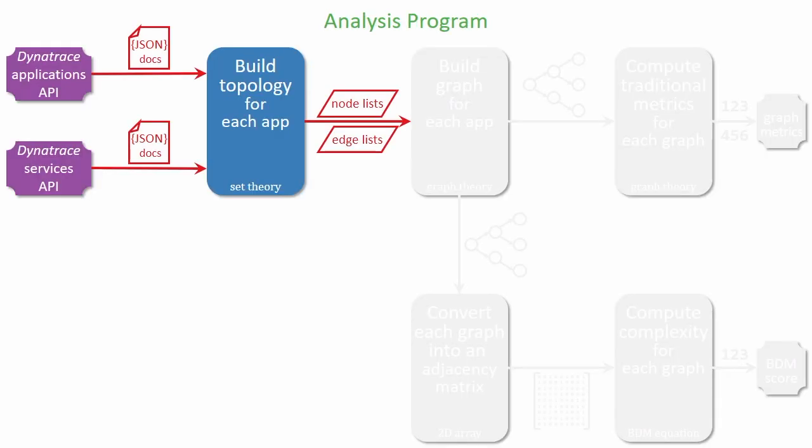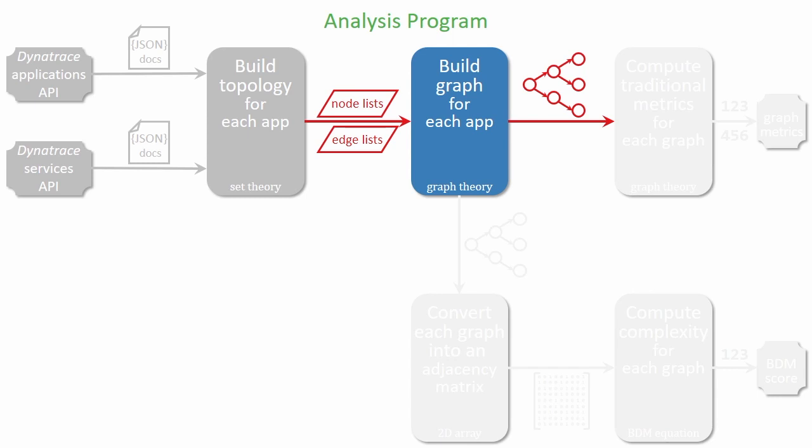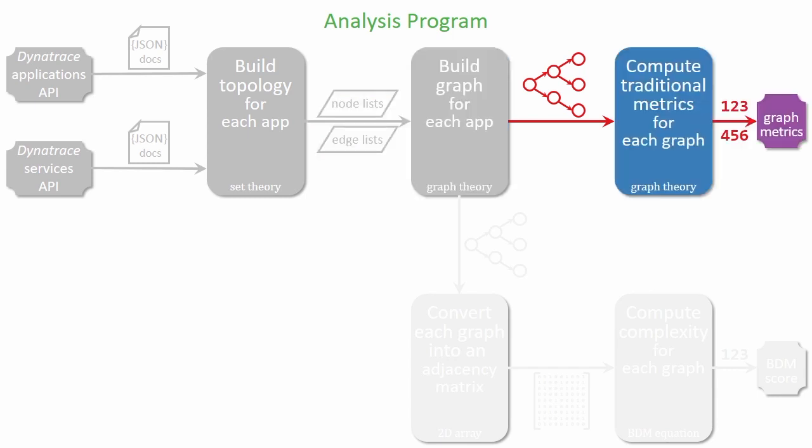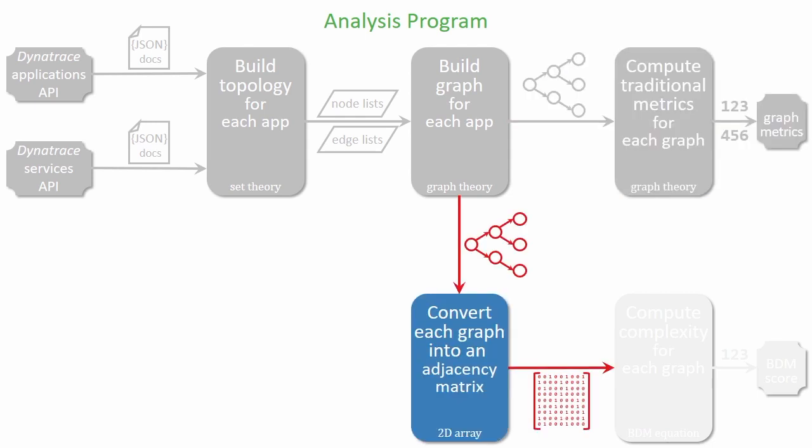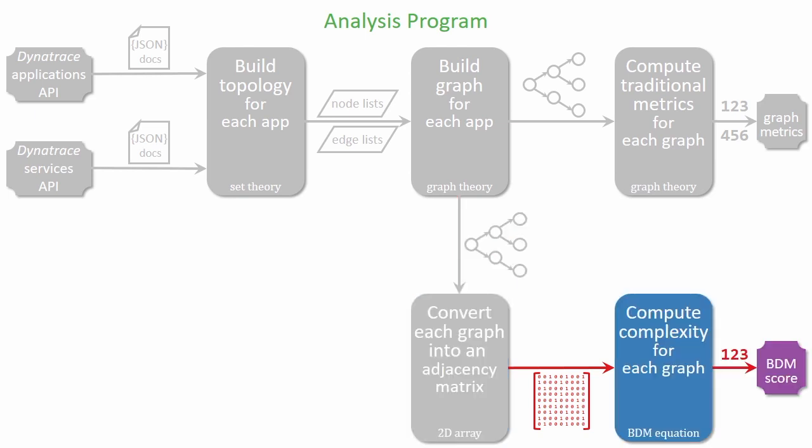Here's a very high-level view of the Python program that I created to analyze real applications. Dynatrace REST APIs are consumed to get JSON documents for all apps and services that were used within the past 3 days, which is the maximum look-back period. And a topology is created for each app, which contains all of the layers of services that each uses. A graph object is built for each app using its nodes and edges, and traditional metrics are computed for each. Each graph is converted into a 2D array so that a BDM score can be computed for each app.